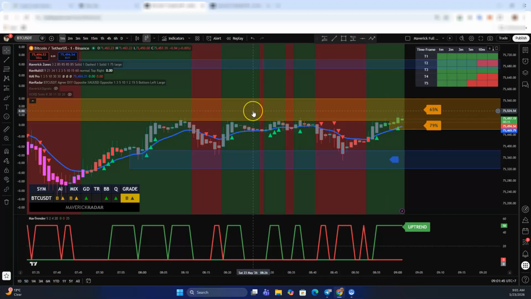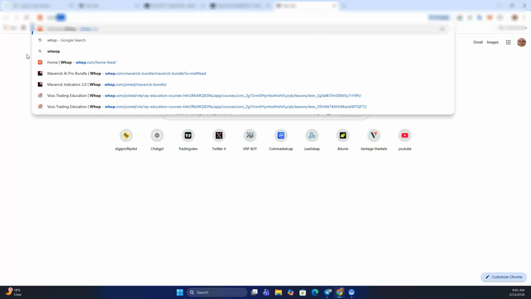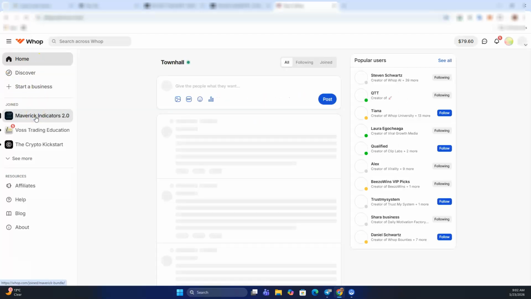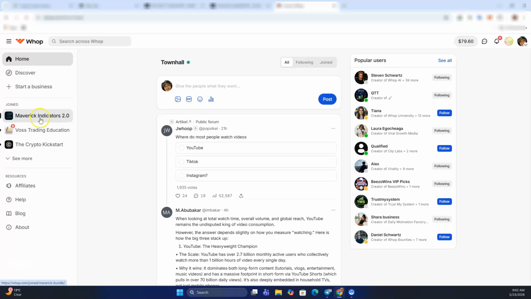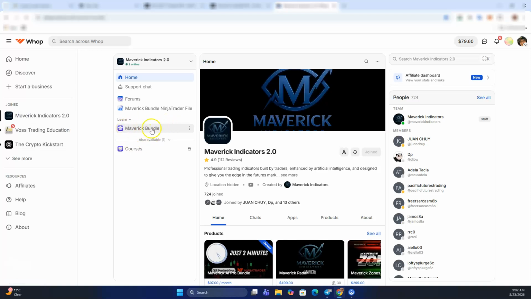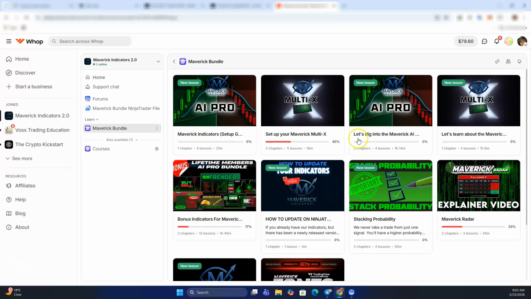But to learn this, you need to go to WAP. Look at that, Maverick Radar Indicator, let's have a look. Go to bundles here. If you're a full member, you go to bundles. I think if you're just a basic member at $90 a month, you have another category. Anyway, click on bundles. These are all the videos here.